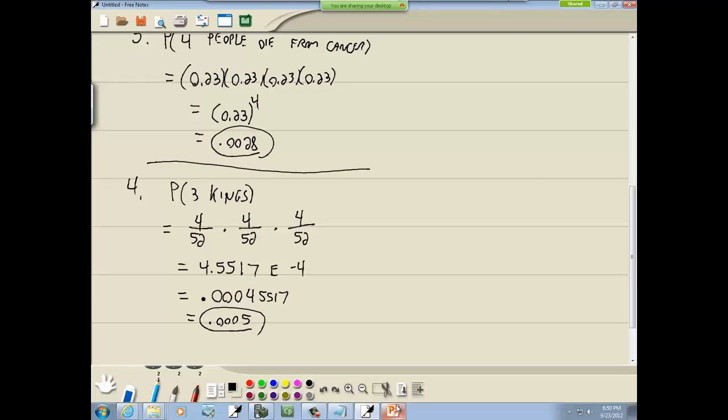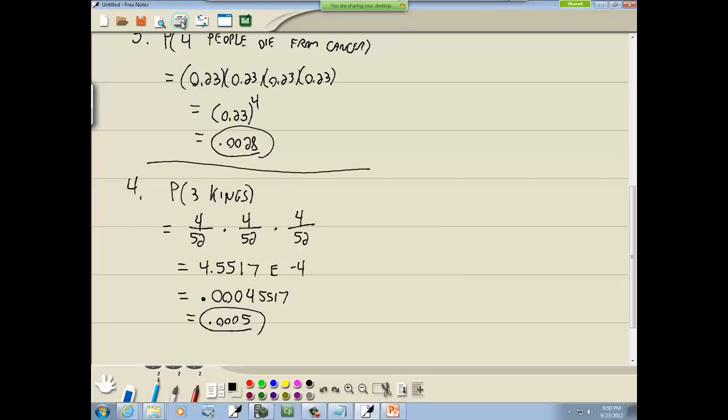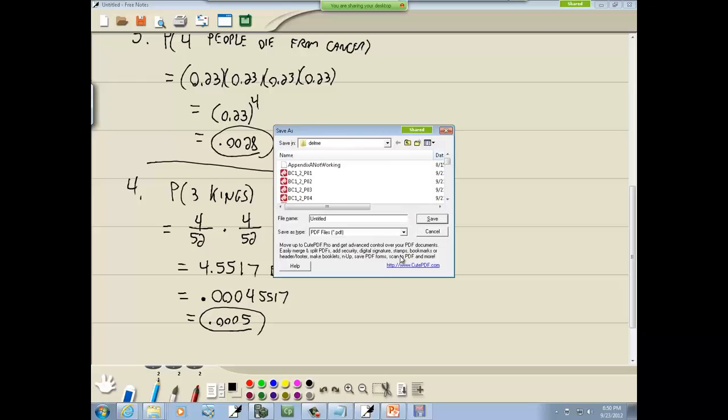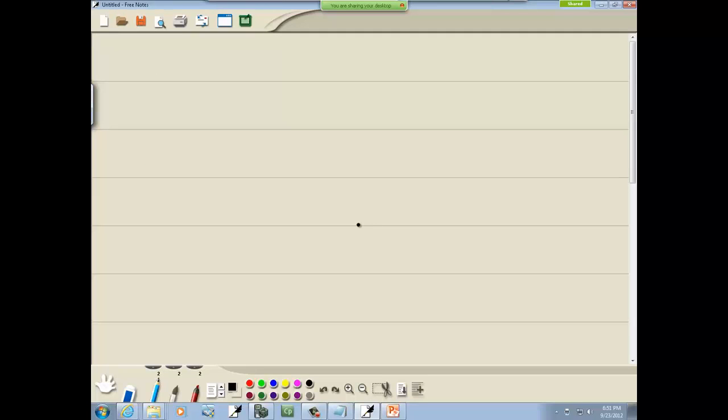Let me save this. What is this called? Independence and the multiplication rule. Page 01.pdf. There we go. Now let's look at problem number 5.